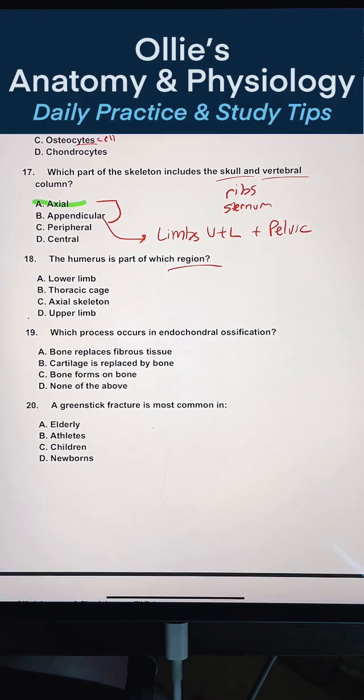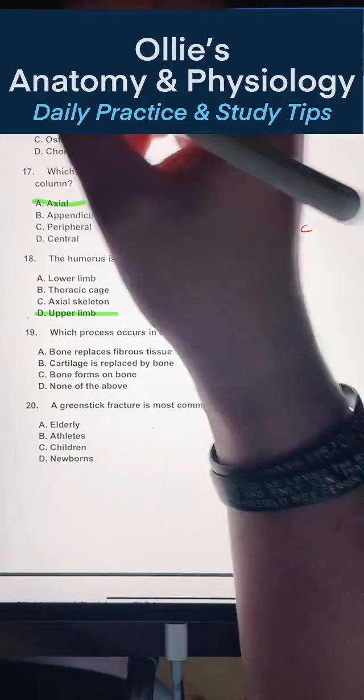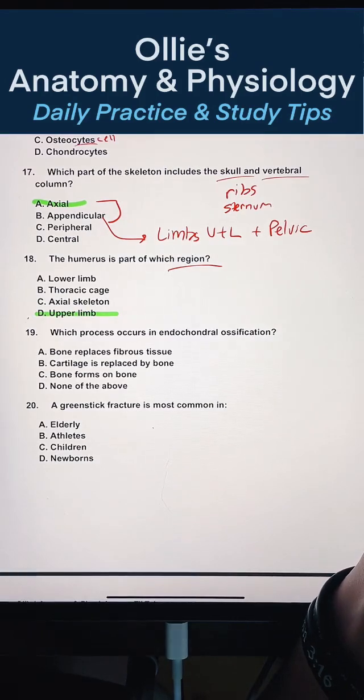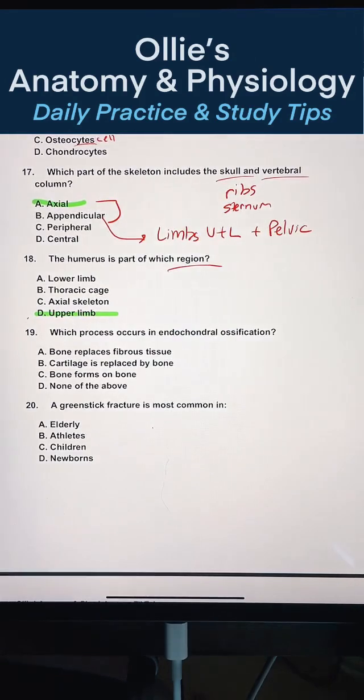A, B, C, or D for number 18. The humerus is part of which region? The answer is D. It is part of the upper limb. It's our upper arm bone. So our lower limb, that's more of your femur, your tibia. Your thoracic cage has to do with your sternum and ribs. And then axial, again, humerus would be appendicular because it is part of the upper limb.